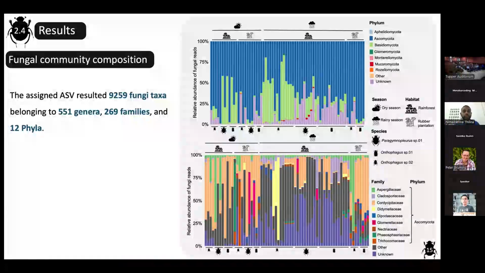For the fungal community composition, we found over 9,000 fungal amplicon sequence variants, ASVs, belonging to 500 genera and 12 phyla. When you look at the composition, the Basidiomycota is higher during the rainy season. However, in the dry season rainforest and also the dry season rubber plantation, the Ascomycota is more dominant.